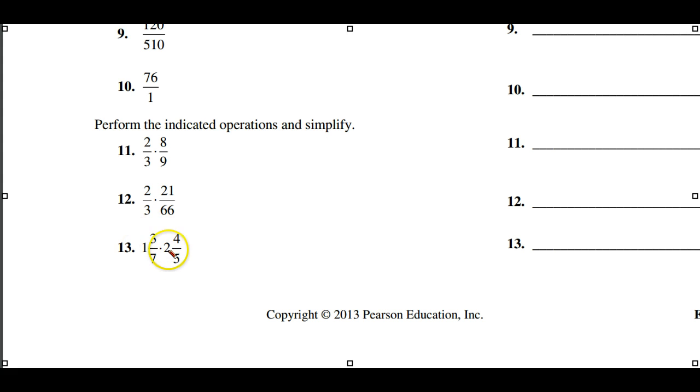Now for this one, these are mixed number fractions that we need to convert to improper fractions. And the rule was you take the denominator times the whole number, that's 7, plus 3 is going to be 10 over 7. And this is 5 times 2 is 10, plus 4 is 14, over 5.